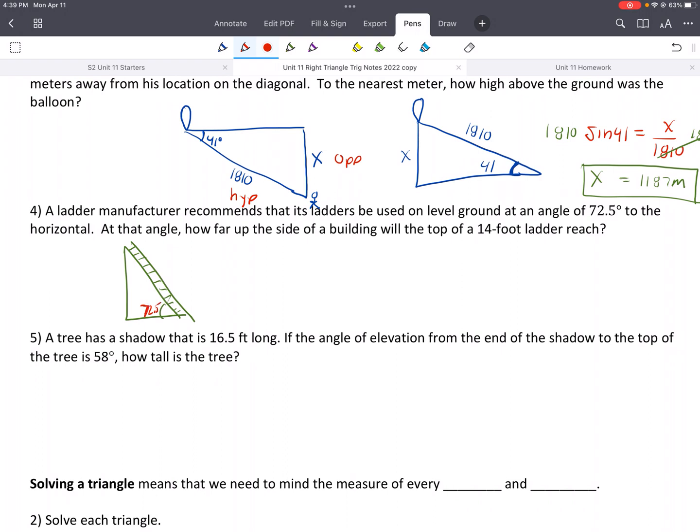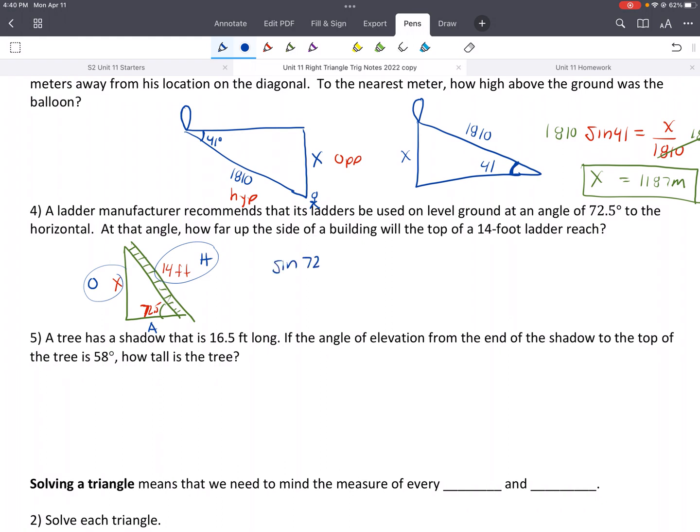And it asks, at that angle, how far up the side of the building will the top of a 14-foot ladder reach? So this length is 14 feet. They want us to know how high it goes. So again, maybe label the sides. This would be our hypotenuse. This would be our opposite. This is adjacent. So we're using hypotenuse and opposite, so we have to use sine.